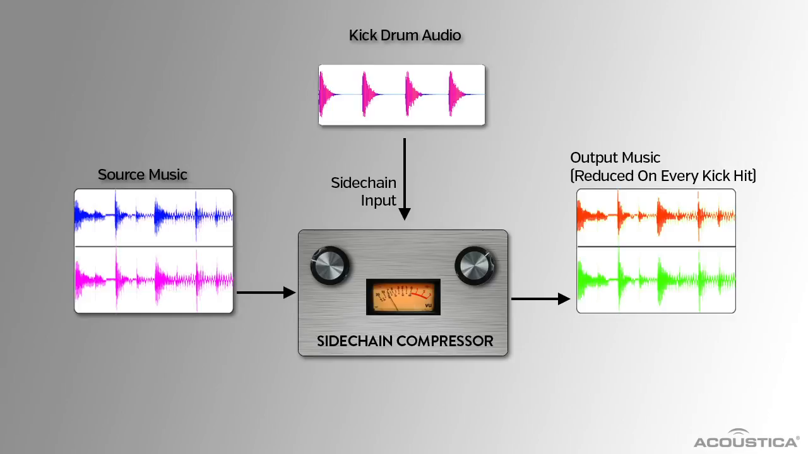This makes the kick drum appear louder than it really is because the music gets temporarily quieter every time the kick hits. So we're going to do a little A-B comparison to demonstrate this. So check out the track with no sidechain, which is this. And now we'll play the track with the compressor sidechain in. So you can hear there's definitely more impact with the sidechain version.